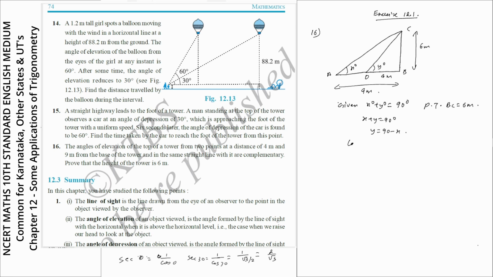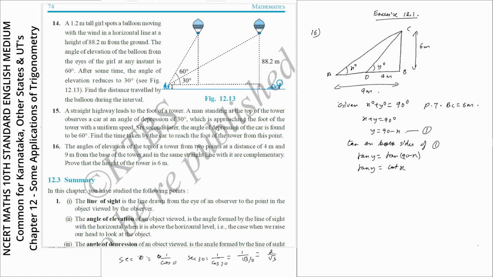I will take tan on both sides of 1. Okay, this I will mark as 1. Therefore tan of y is equal to tan of 90 minus x. So tan of 90 minus x, what is that? So tan of 90 minus x is cot of x.